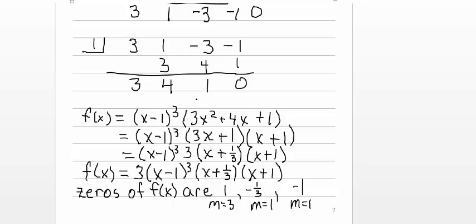So the multiplicities come from the power on the factors that give me the particular 0. So the power on x plus 1/3 is 1. So the multiplicity of the 0, negative 1/3, is 1. The power on x plus 1 is 1. So that's the multiplicity of the 0, negative 1.